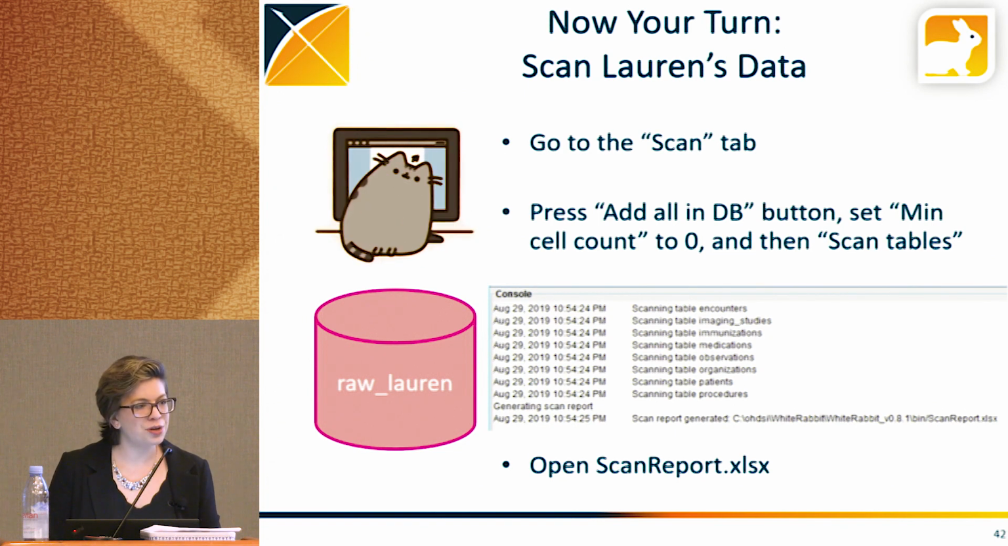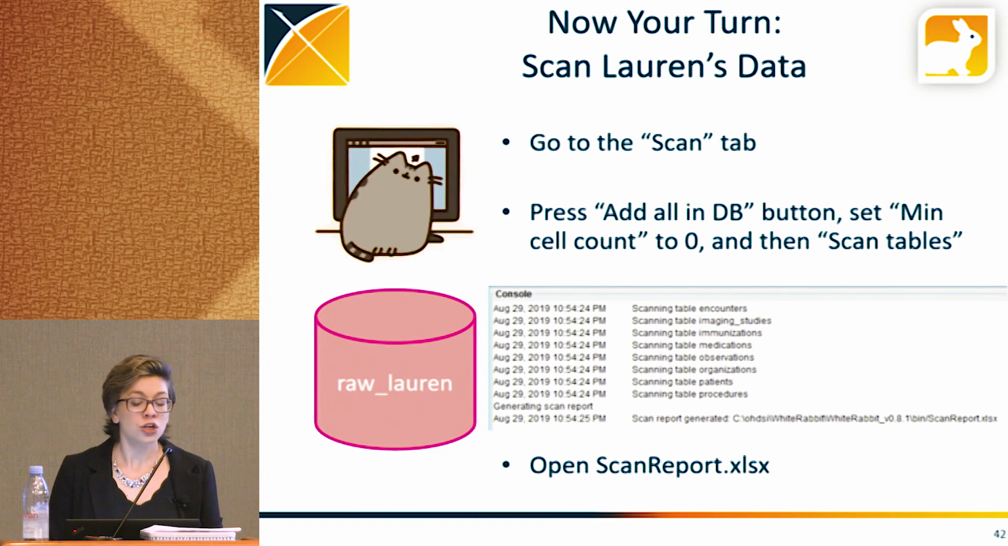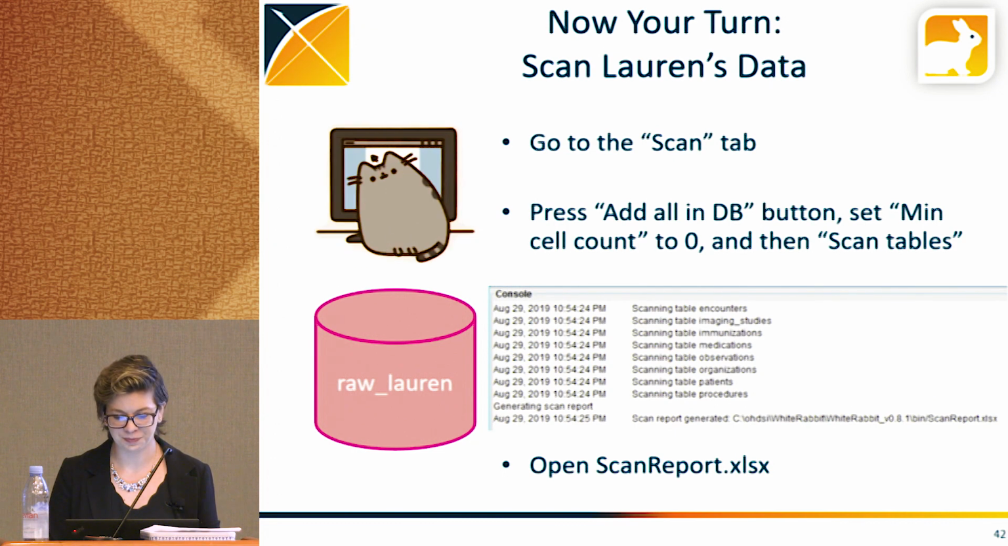But one thing we need to do here, because we're scanning Lauren's data, there's not that many rows. So remember I talked about that min cell count size? If we set it to 5, we're not going to see anything. So let's set that min cell count size to 0. That way we can actually see some of Lauren's stuff.